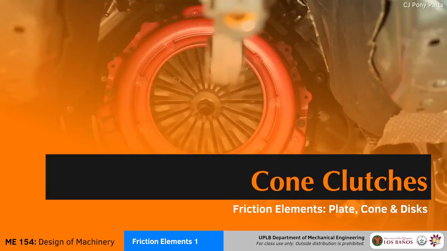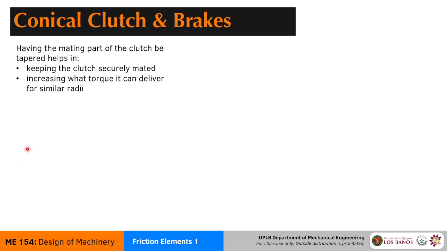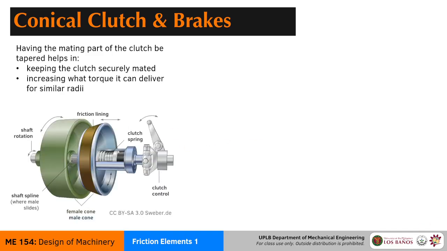What about cone clutches? So cone clutches are kind of like plate clutches, but the inner radius is kind of pushed inward. So this is what it looks like. So your brake lining on the plate clutch, at least the inner part, was stretched further out. So you get this kind of a cone frustum shape. So here you have two cones. Your male cone has the brake lining, and your female cone is connected to what I presume is the drive shaft.